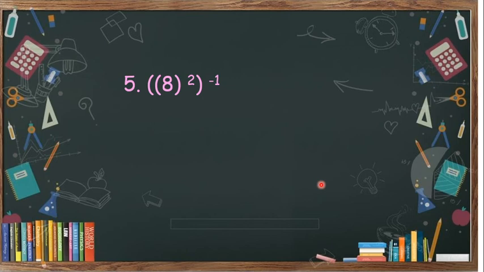Another. So we have here 8 squared raised to negative 1. So you can apply the power of a power by multiplying 2 and negative 1. We get negative 2. And that will be the new exponent of 8. Since this is negative, multiply 8 by itself twice. 8 times 8, that is 64. Since this is negative, the reciprocal of 64 is 1 over 64.